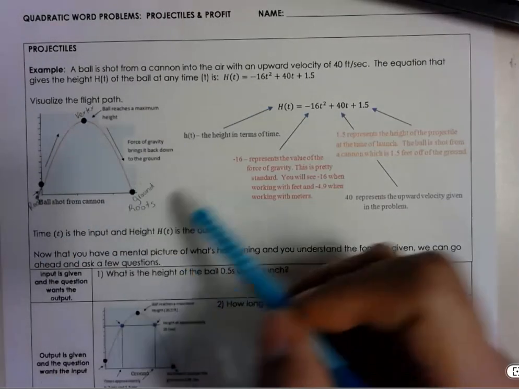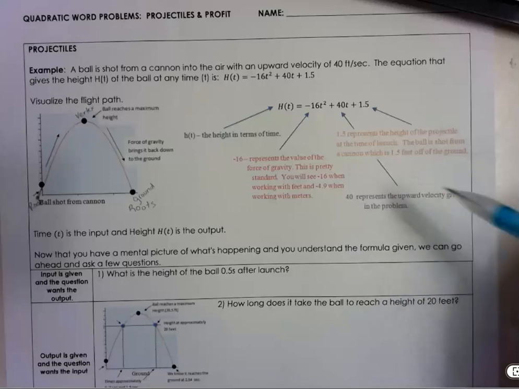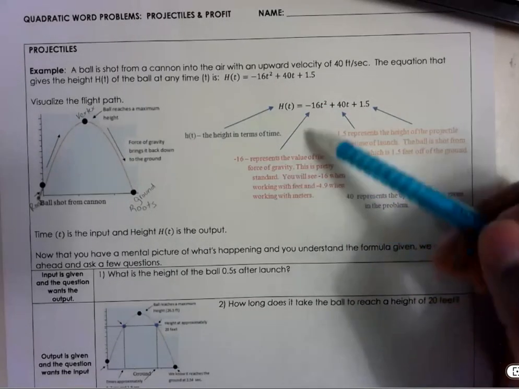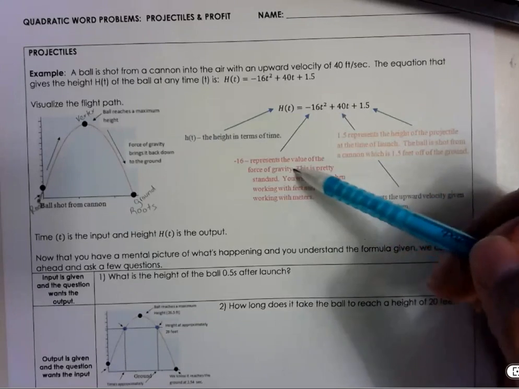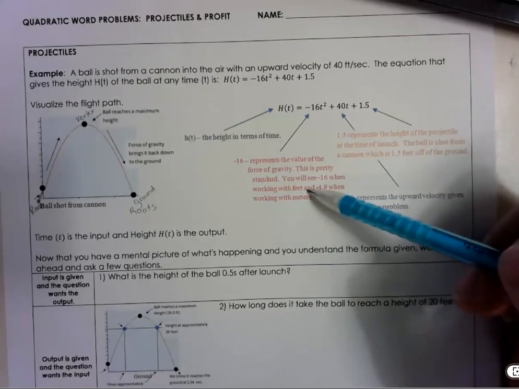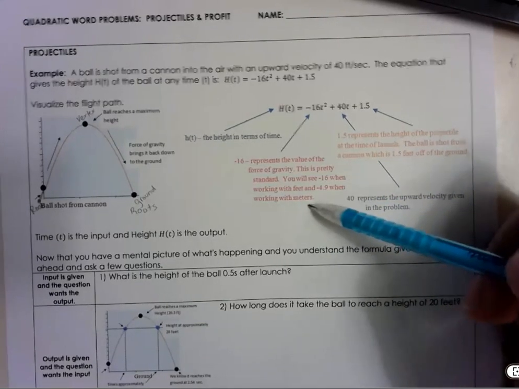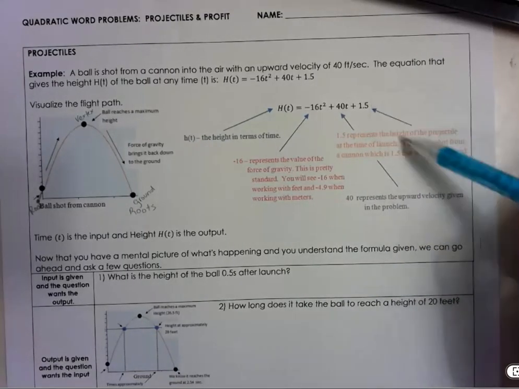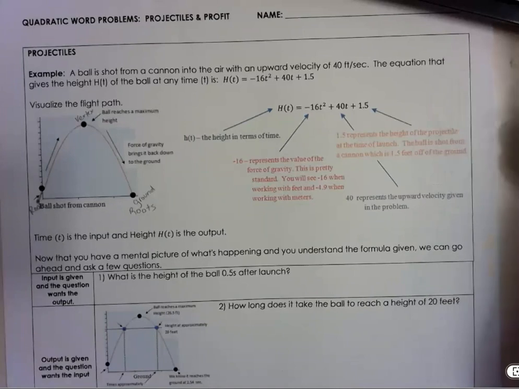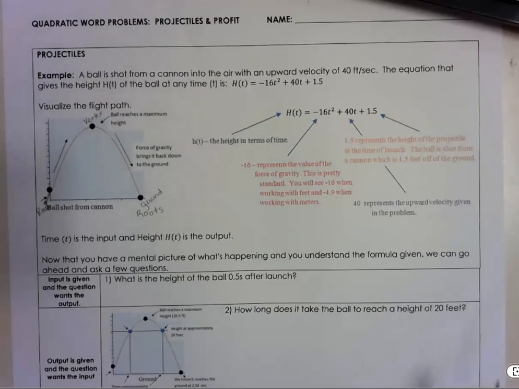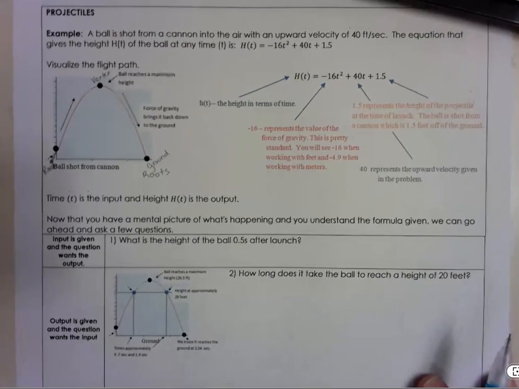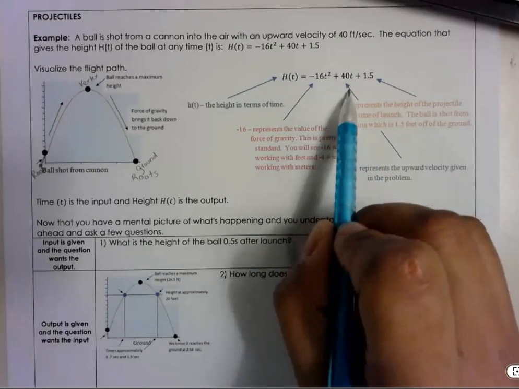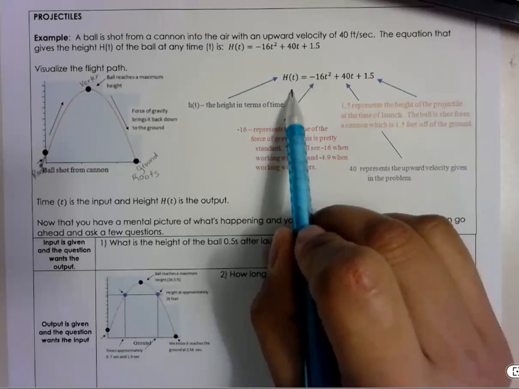So this parabolic shape is modeled by this, and this is a very typical equation, and you'll learn more about this in your physics class. H of t is the height. Negative 16 is a value that represents gravity. It's negative 16 when you're using feet and negative 4.9 when you're using meters. 40 represents the initial velocity, and 1.5 is your initial height when time was equal to 0. Okay? You need to understand these functions. This function, your input is time. When you plug time into the function, your answer is the height.